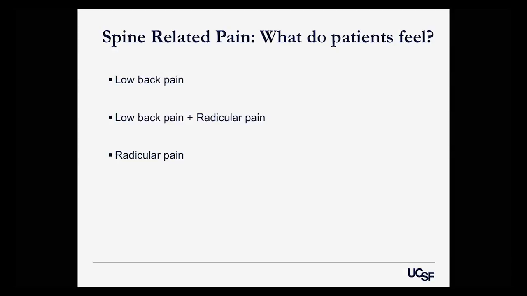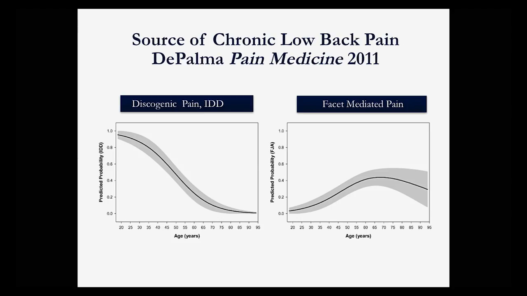So what do patients feel? Well, patients may have low back pain, may have just low back pain or a combination of back and what we call radicular pain, which I'll get to in a second, or just radicular pain, or pain that goes into the hands or legs along the course of a nerve. So in young patients, low back pain is frequently from disc disease. In older patients, low back pain may be from disc disease, but is also commonly from arthritis of the facet joints and inflammation of the facet joints.